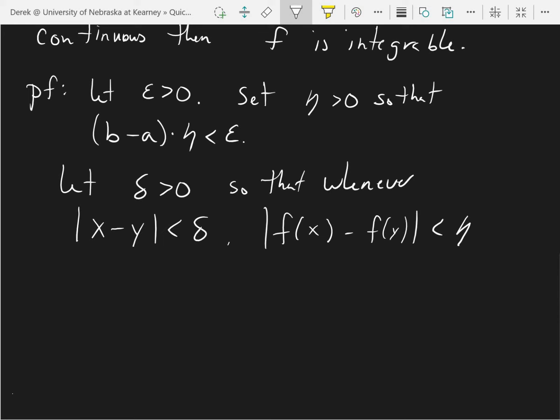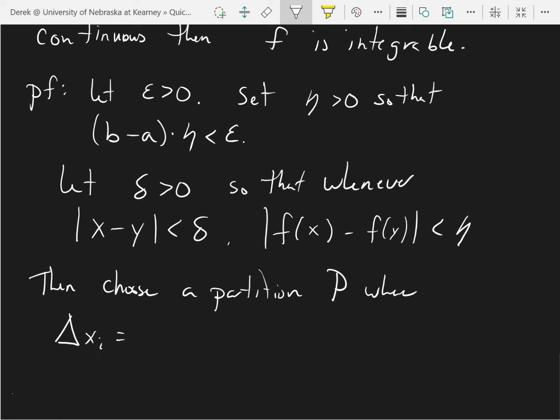Okay, so there's where uniform continuity comes in. Right, f is continuous, [a, b] is compact, so it's uniformly continuous. We can do this. Then choose a partition P where delta x sub i, which is x sub i plus 1 minus x sub i, is less than delta for all i. I can do that.